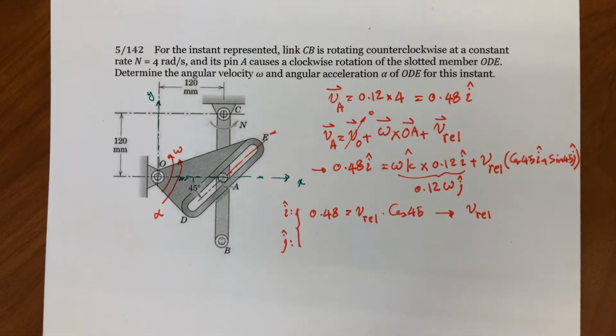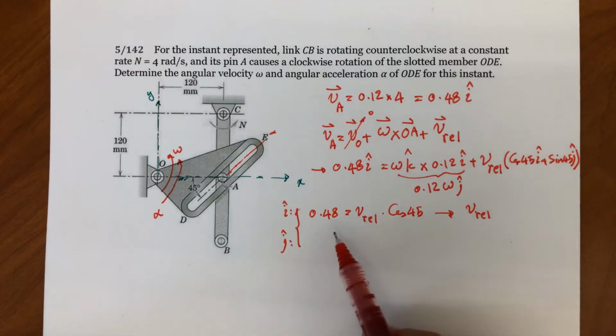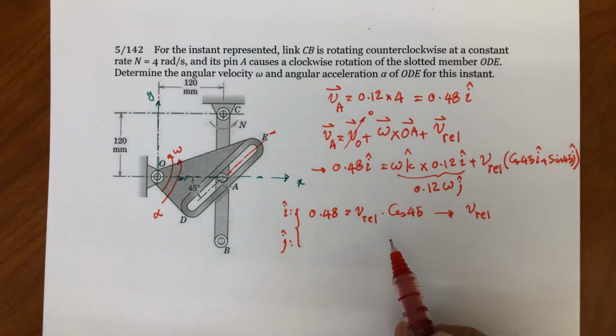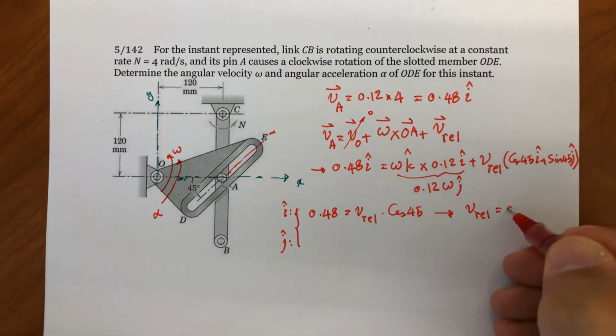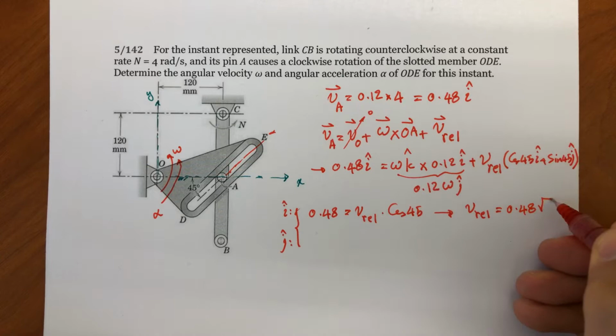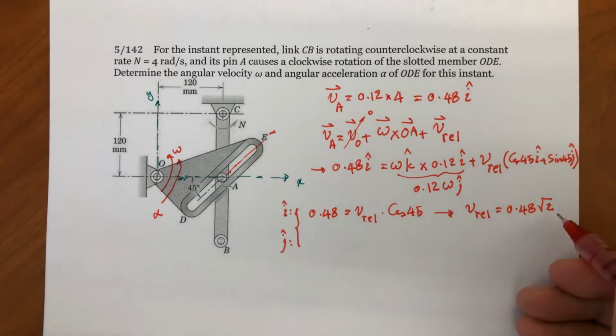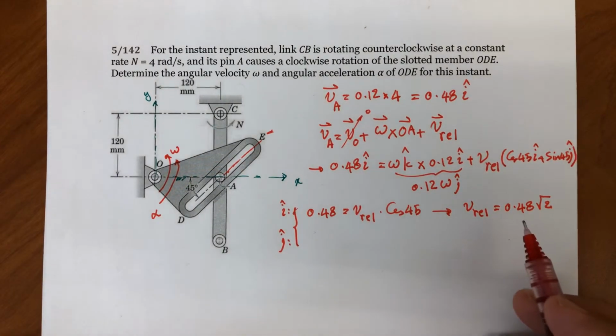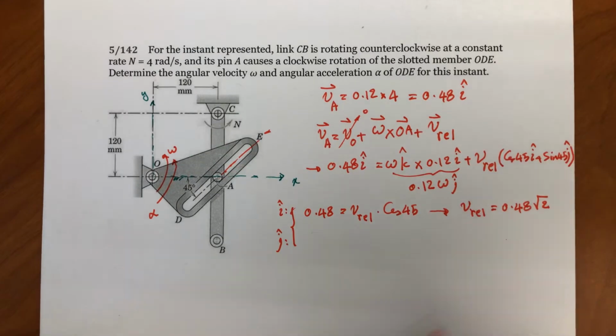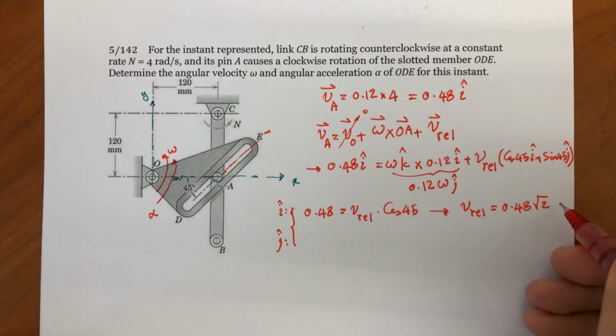And V rail is going to be equal to 0.48 times square root of 2, because cosine of 45 is 1 over square root of 2. Right? We can actually calculate this number too. I don't have it in my notes. And the unit is meter per second.